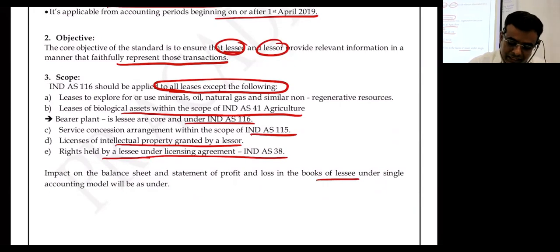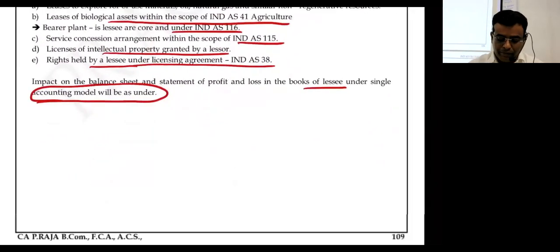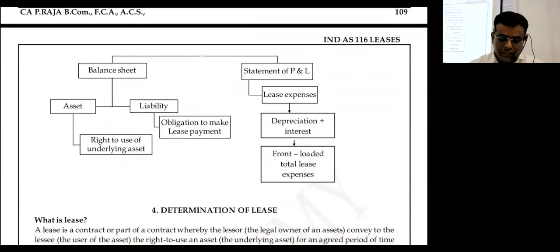Impact on the balance sheet and statement of profit and loss in the books of the lessee under the single accounting model will be as under. Single accounting model, that is, what will be the impact in the lessee's books of accounts? In the balance sheet we will be having assets and liabilities: right of use of underlying assets, then obligation to make the lease payment. Two things will be there.